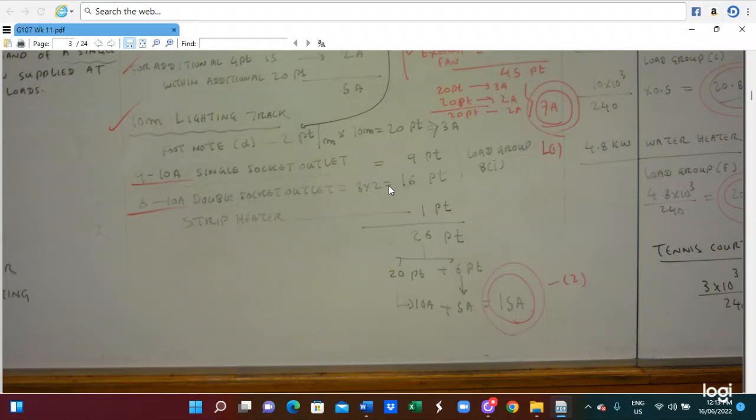So 8 multiplied by 16 points, and the straight heater is also included. This is an additional 1 point, so the total addition is 26 points. So the 26 points you can divide as 20 plus 6 points.